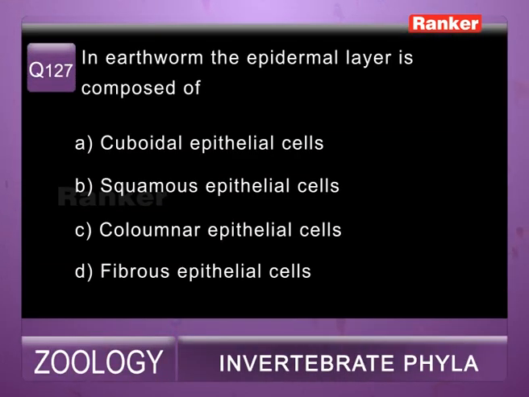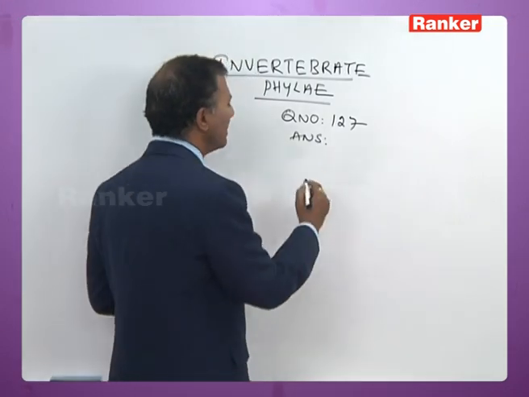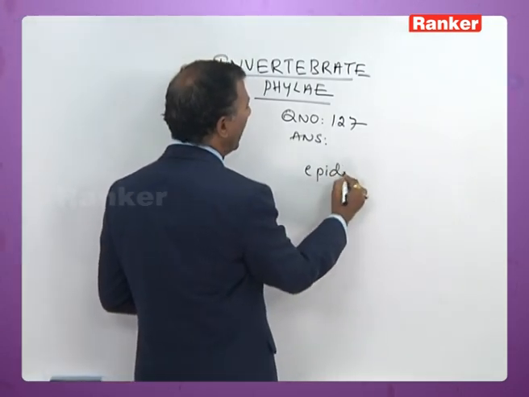127th question here now. In earthworm, the epidermal layer is composed of: A, cuboidal epithelial cells; B, squamous epithelial cells; C, columnar epithelial cells; D, fibrous epithelial cells. In earthworm, epidermis is made up of columnar cells here now.